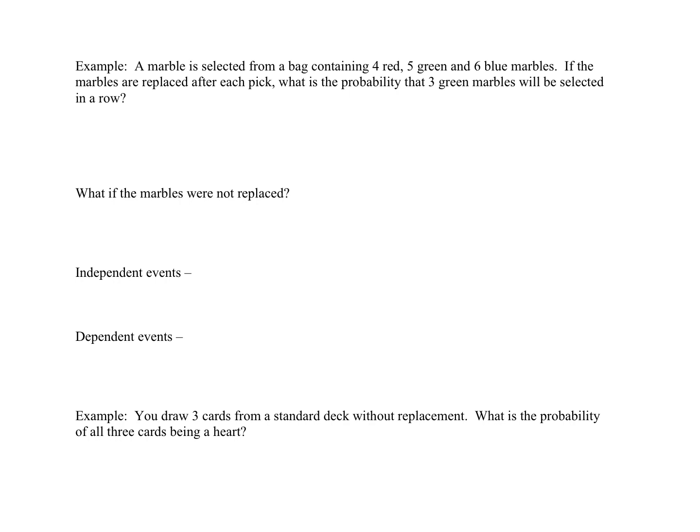All right, marbles selected from a bag containing 4 red, 5 green, and 6 blue marbles. How many total marbles is that? 15. All right, so we got 15 total. If the marbles are replaced after each pick, what is the probability of getting 3 green to be selected in a row? How can we describe in words what that event would mean? It would mean first one's green, second one's green, third one's green.